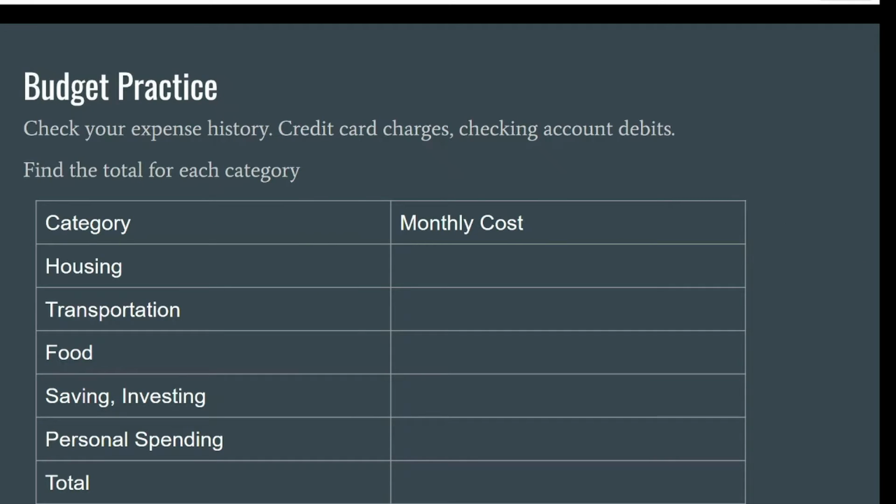So here's a budget practice. Check your expense history and all your credit card and checking account charges, and find the total for each category, from housing, transportation, food, savings, personal spending. You can pause this video to practice on the exercise.